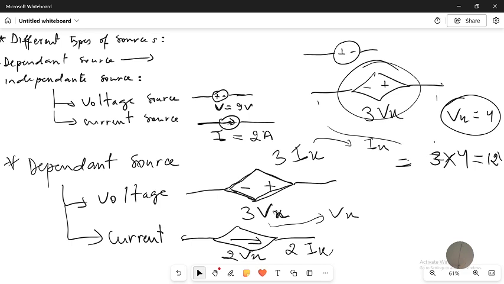So we already see the different types of source. We see that it can be a dependent source or an independent source. When we say independent source, it means that the source has its own voltage without depending on another parameter. But when we say dependent source, it means that the voltage or the current of the source, which can be a voltage source or current source, depends on another parameter. That parameter can be a voltage or a current.